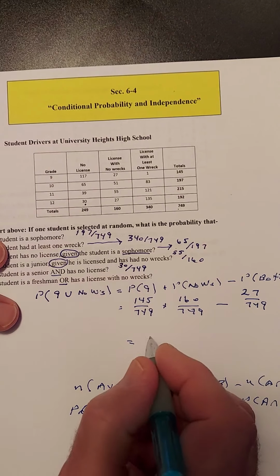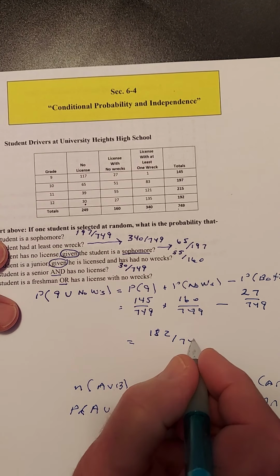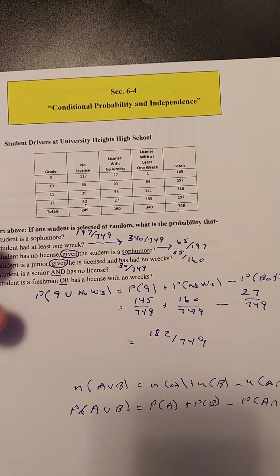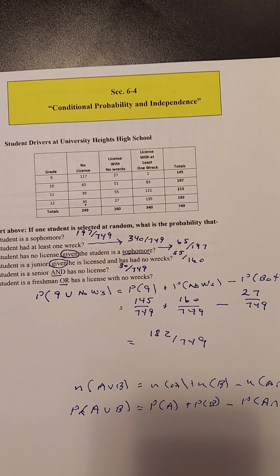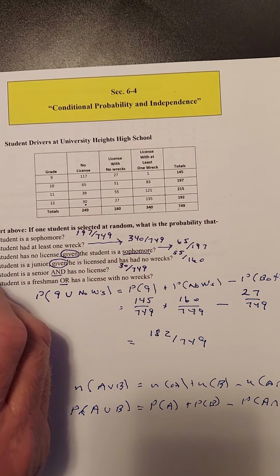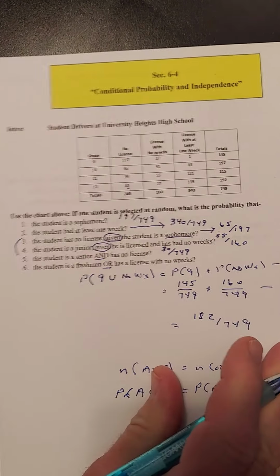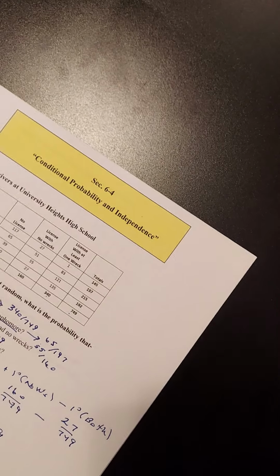Looks like it's 182 over 749. All I did was take 145 plus 160 and subtract 27 to get that answer. Okay, so this is a good practice on doing probability, and it also gave us 2 of these that were conditional probability. 3 and 4 were conditional probability. Okay, let's move on.